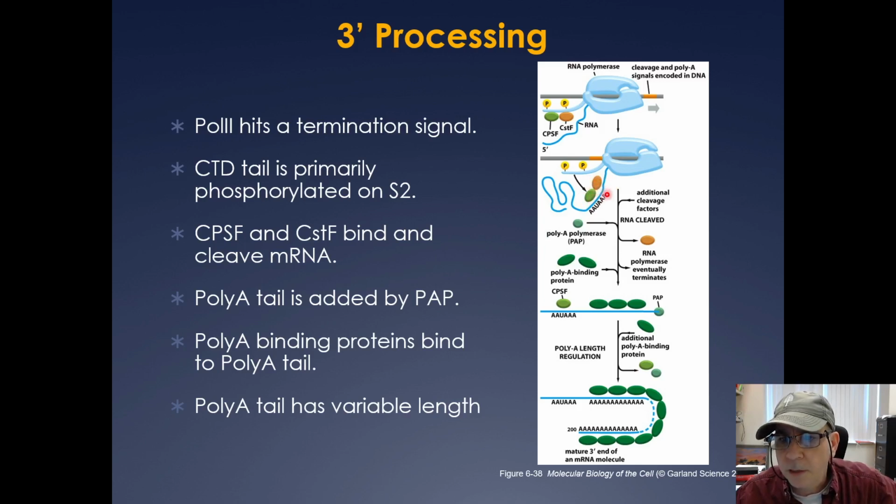RNA transcript and cleave it off, and then poly A polymerase comes in and starts to add the poly A tail. And then you have poly A binding proteins that will bind to the poly A tail of the messenger RNA. And once again, the poly A tail is variable length, and depending on how long it is, that can affect the stability. And there are enzymes in the cytosol that will chew back the poly A tail to help degrade it, because once the poly A tail is removed, it makes the messenger RNA very unstable, and oftentimes it's degraded by the cell.